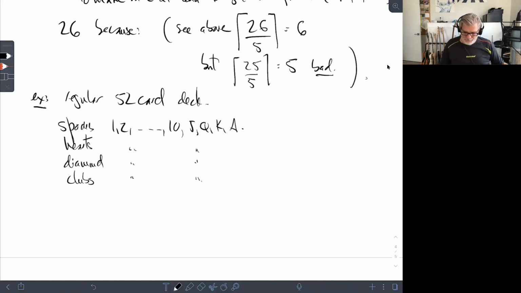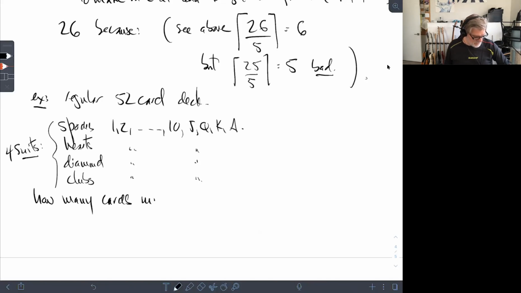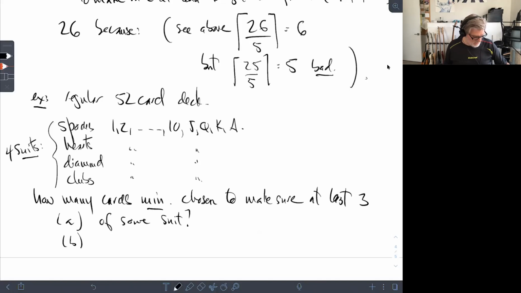So the questions are, these are called the suits. 4 suits. Okay. Question A. How many cards minimum must be chosen to make sure at least 3 of the same suit, and B, at least 3 of hearts.